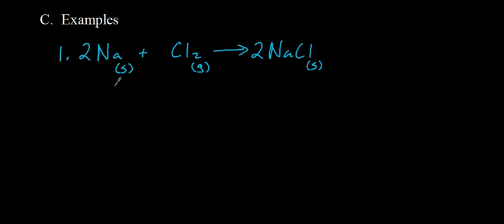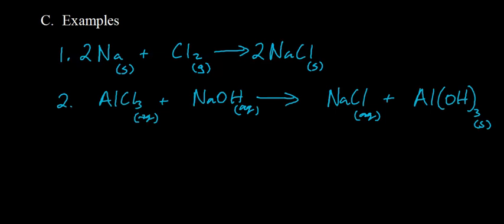And when you think you're done, double check. Make sure you have the same number of atoms of each element on both sides of the equation. We have 2 sodiums on the left, 2 sodiums on the right. 2 chlorines on the left, 2 chlorines on the right. This equation is balanced. So here's our next equation.